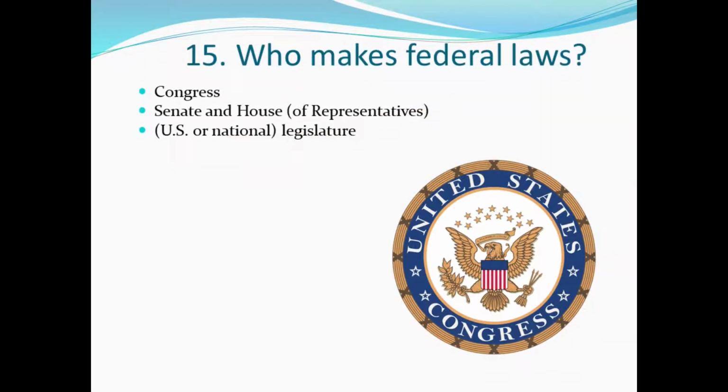Okay. Number 15. Who makes federal laws? So we just talked about that. The people who write up the bills that become laws are the legislative branch. So you can say Congress, the Senate and the House, which makes up Congress, or the legislative branch of government. Any of those answers will work. They're the ones who come together and put together the laws that we'll follow.